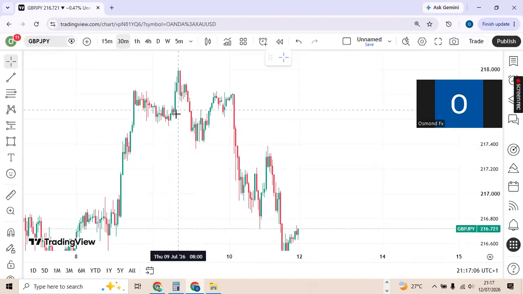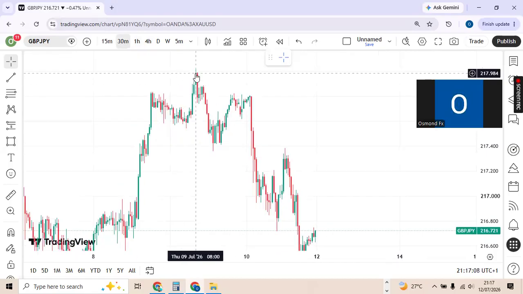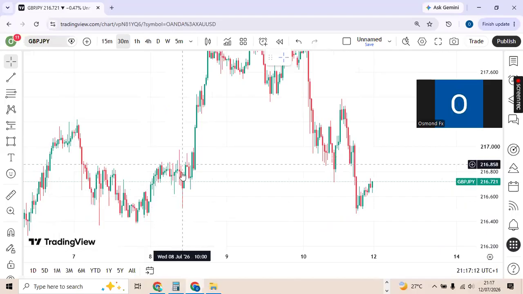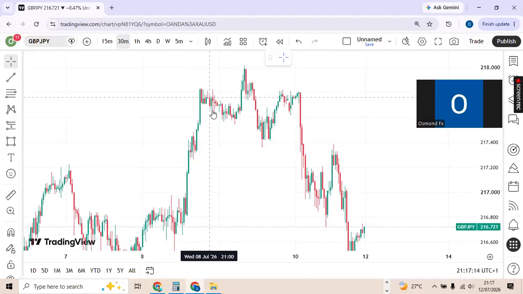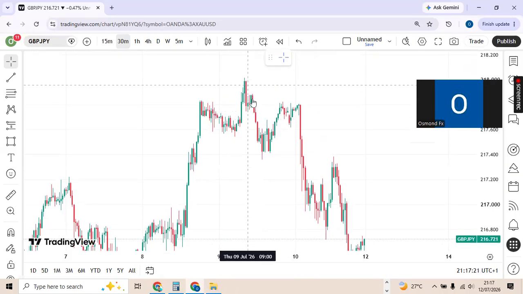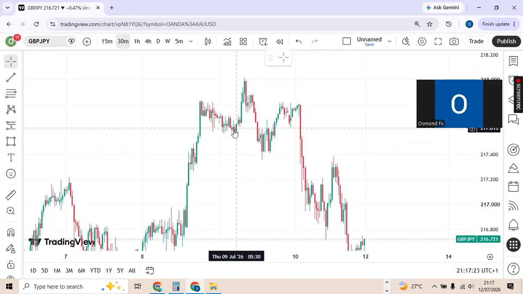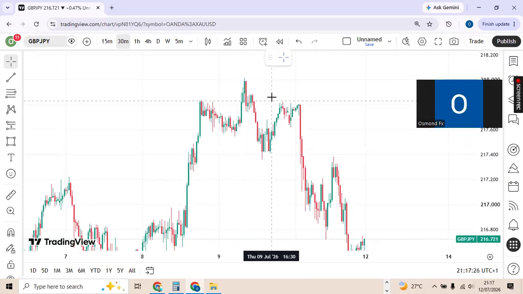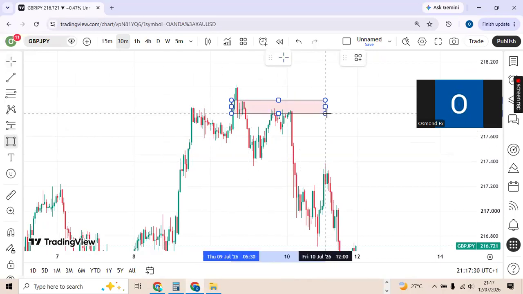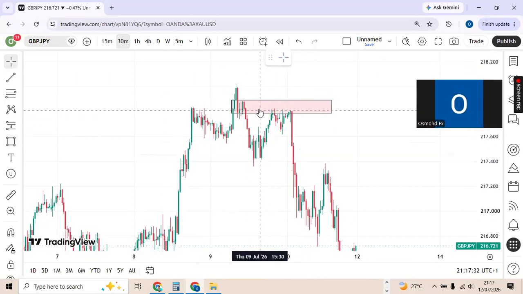So I see this change of character. You guys know that the market has been making higher high, higher low, higher high, higher low, higher high. Instead of this market giving us a higher low here and continuing up, the market broke this low. You see this particular low. The market broke that low, and the market came back and was reacting on my supply zone here. This was the area I took the sell.